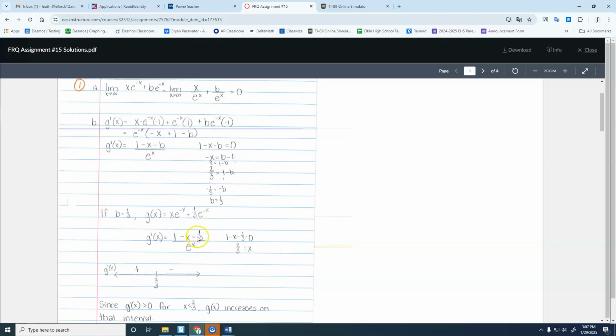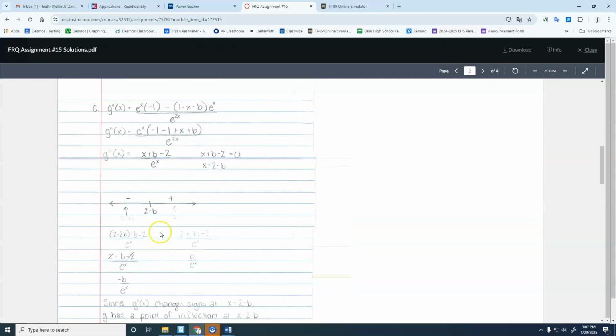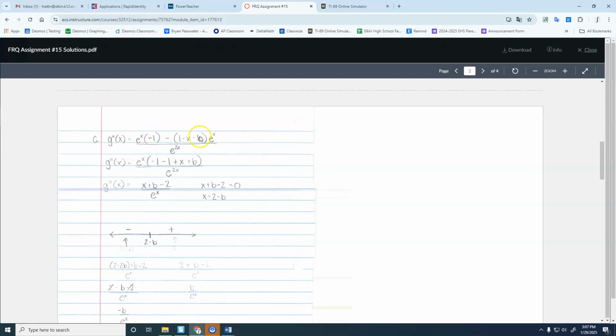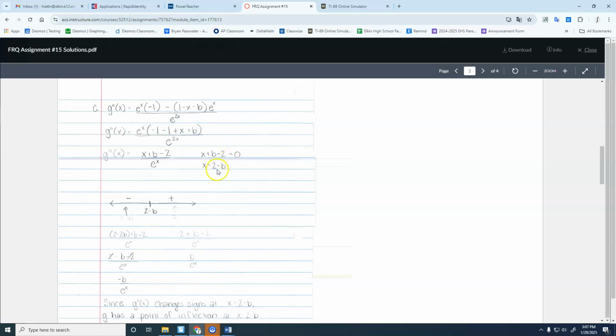Did I do a quotient rule on that one? No, I did, but I did put it like that. So I made this over e to the x on my key. You can do it that way, or you can do a product rule. It doesn't matter. But you're going to have e to the x times negative 1 minus 1 minus x minus b times e to the x over e to 2x. You're going to do all this work. I don't think this is where we're going to be the most in trouble. You're going to set those equal to 0. So if you solve this for x, x equals 2 minus b.